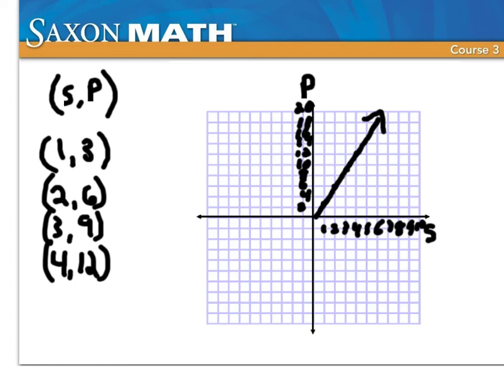And that's how we graph lines. We're going to plot the points that we got in our input-output table and connect them to make a straight line with arrows on it. Alright, so let's go on to another example.